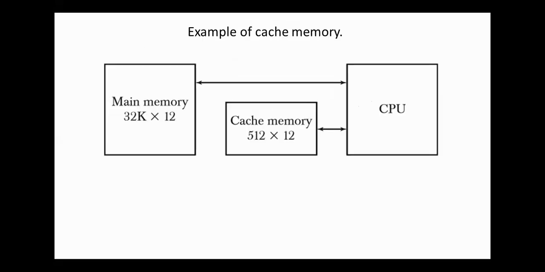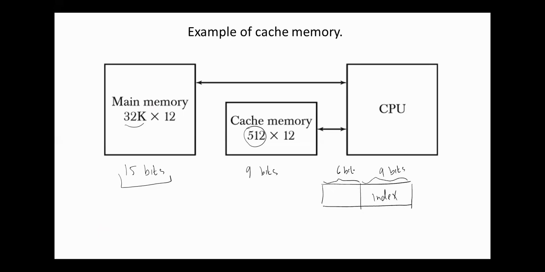We'll consider a simple memory organization that was used for illustrating the associative mapping. Since we have 32K RAM, then we need 15 bits to address any location in RAM. We have 512 locations in cache, so we need 9 bits to address any location in cache. According to this organization, the CPU address is divided into two parts, 9 bits for the index and the remaining 6 bits for the tag.